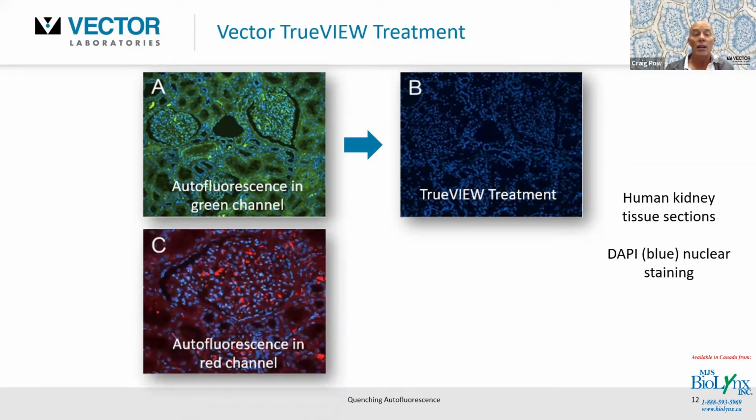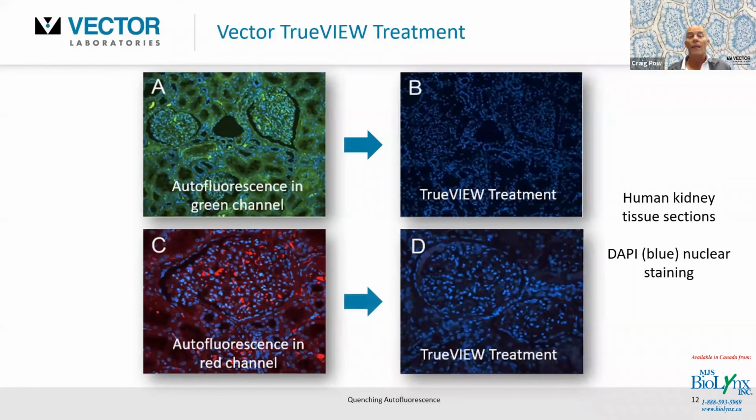Here it is in the red channel, again, human kidney, and counterstained just with DAPI, no other detection reagents in there. You know, the red marks that are in here is all autofluorescence. So what happens under the red channel when you treat with TrueView? Again, the autofluorescence is eliminated, and the retention here of the DAPI provides a bit of an idea about that underlying morphology, and certainly then would allow you to clearly identify your red signal.